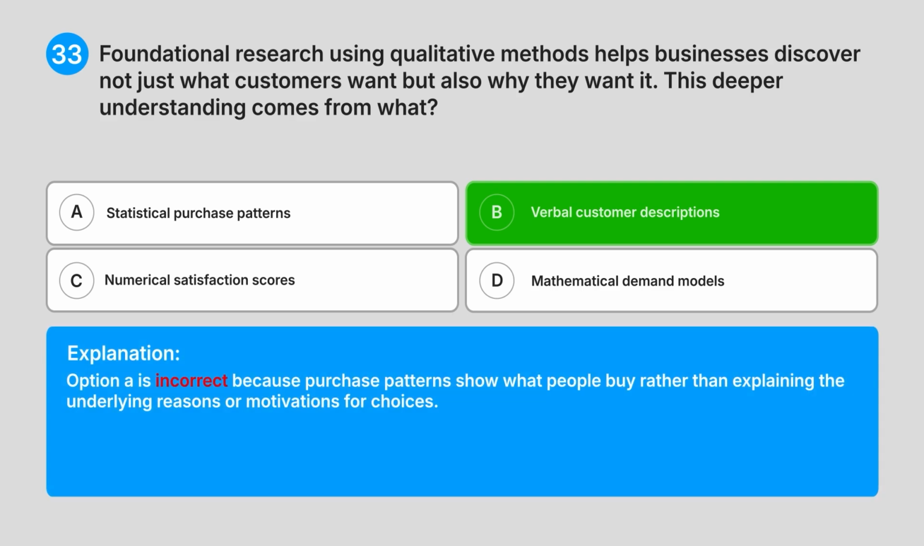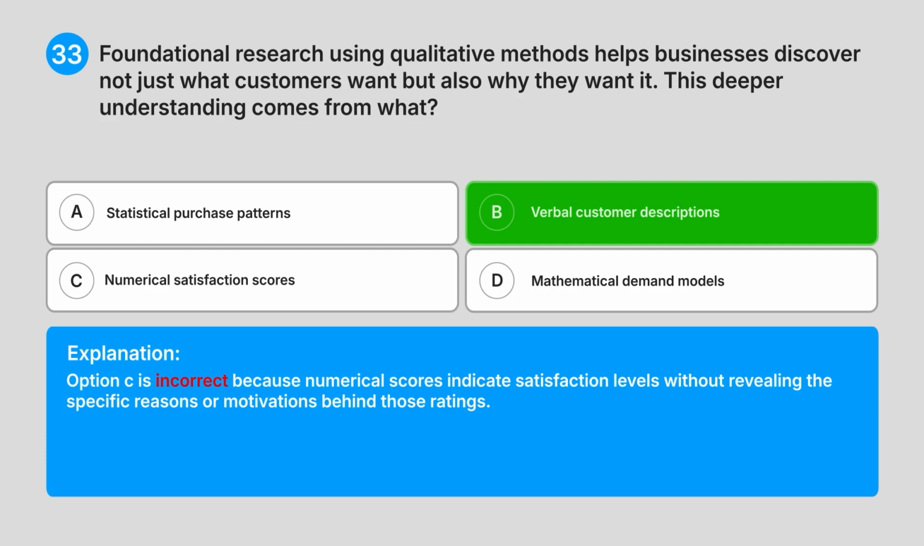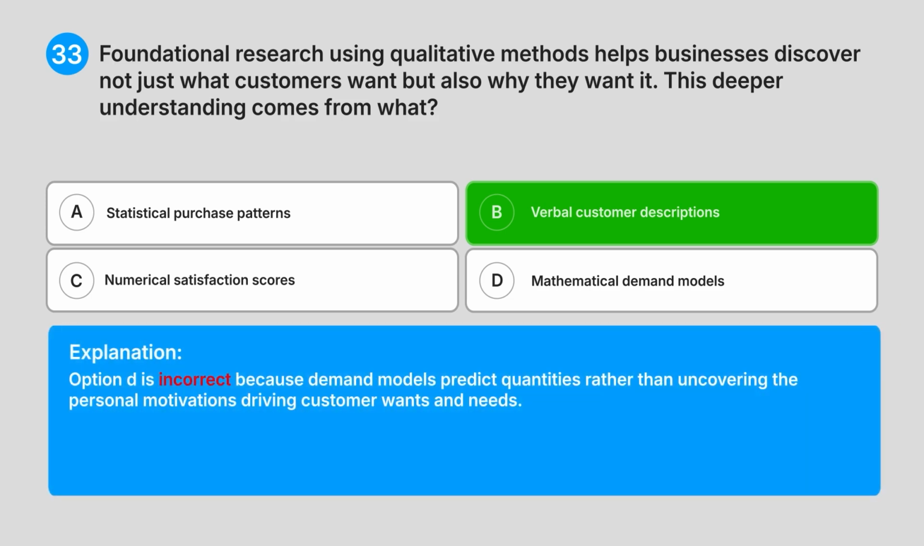Option A is incorrect because purchase patterns show what people buy rather than explaining the underlying reasons or motivations for choices. Option C is incorrect because numerical scores indicate satisfaction levels without revealing the specific reasons or motivations behind those ratings. Option D is incorrect because demand models predict quantities rather than uncovering the personal motivations driving customer wants and needs.